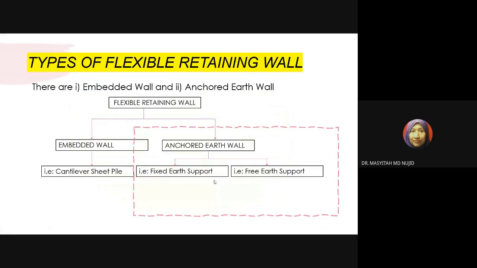I believe that most of you have seen these slides in the previous class. The flexible retaining wall can be classified into two: embedded wall and anchored wall. Today we'll be on the topic of anchored walls, and how the anchored wall is designed based on the fixed earth method and the free earth method.